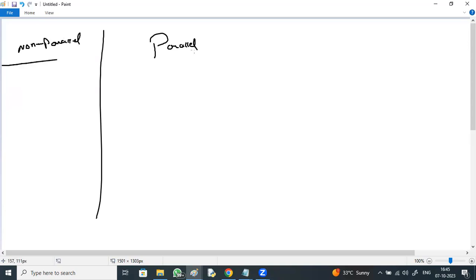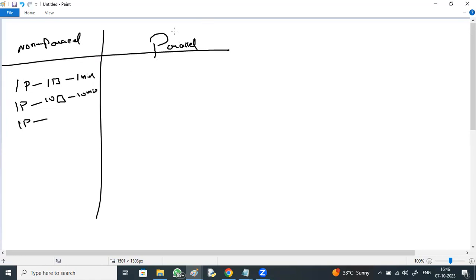Non-parallel and parallel. Assume, if I take a labor example, one person preparing one item takes 1 minute. The same one person preparing 10 items takes 10 minutes. The same one person preparing 100 items takes 100 minutes.